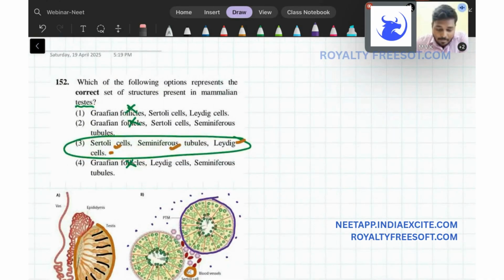So the correct response for this question is option 3: Sertoli cells, seminiferous tubules, Leydig cells. These are the structures present in mammalian testes.